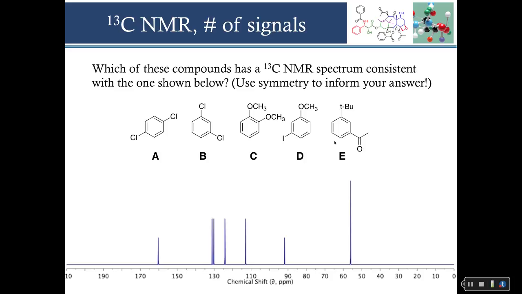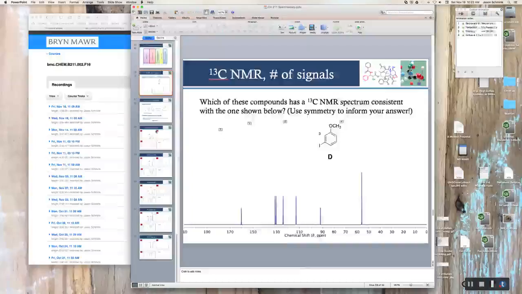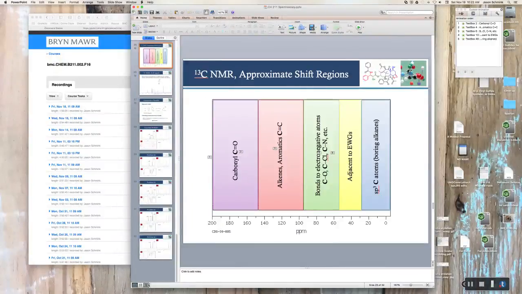For example, if we want to identify which of these compounds leads to a carbon NMR signal that might look like this, I look at A and I say, well, A, because we've got symmetry here, we've got symmetry here, this carbon and this carbon, those two carbons.